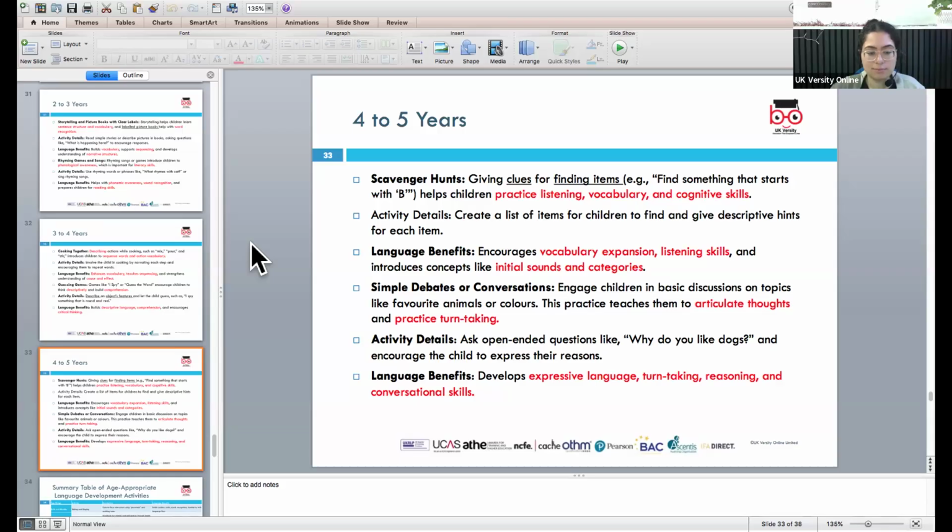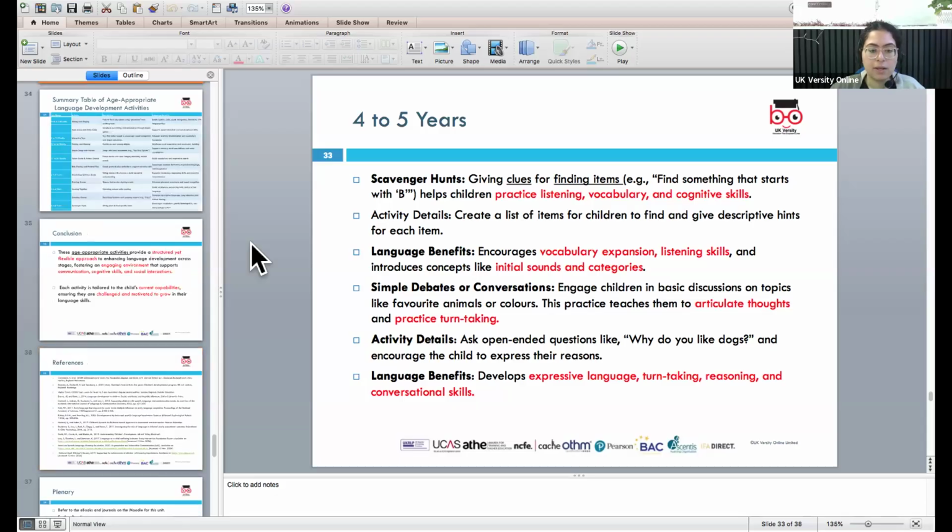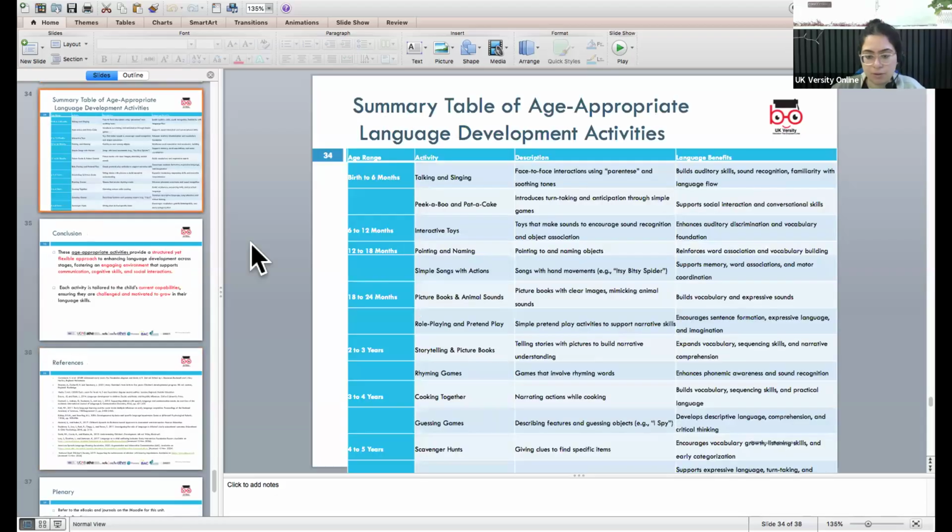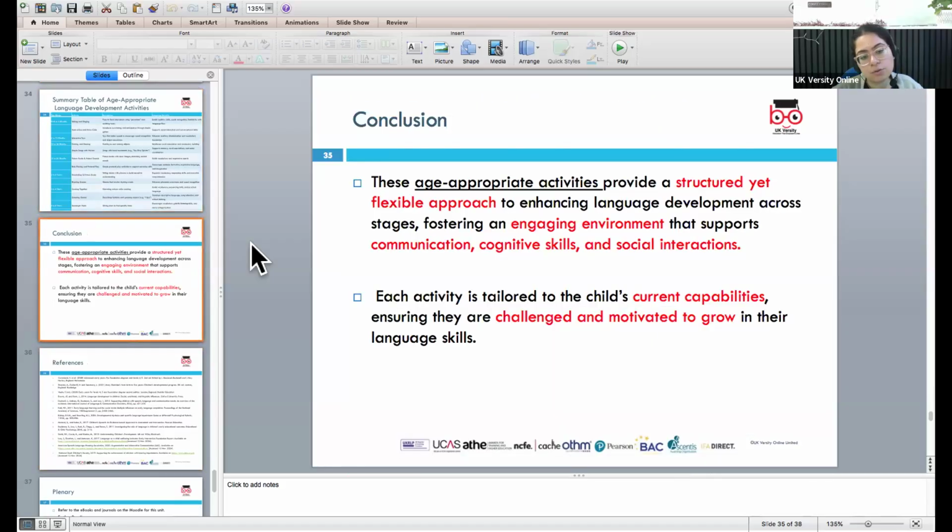So now we have the summary table covering everything that we've discussed so far. You can have a look at it later. Then is the conclusion, which is that these age appropriate activities provide a structured yet flexible approach to enhance language development across stages, which can foster an engaging environment that supports communication, cognitive skills, and social interactions. Each activity, tailored to the child's current capabilities, ensures they are challenged and motivated to grow in their language skills. Now we'll talk about Vygotsky's concept again.